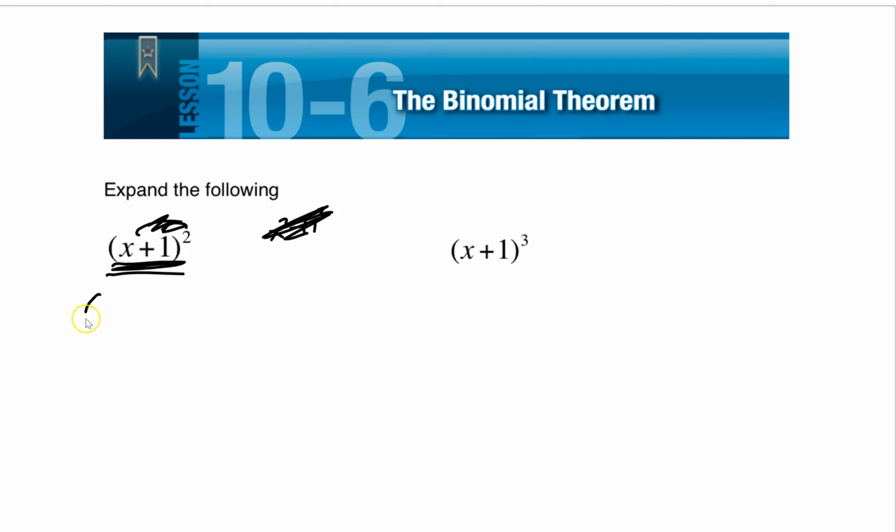So the way we're supposed to do it is do this. X plus 1 times x plus 1. Distribute. And if you do it correctly, you should get x squared plus 2x plus 1. Right? That's what you have to do.